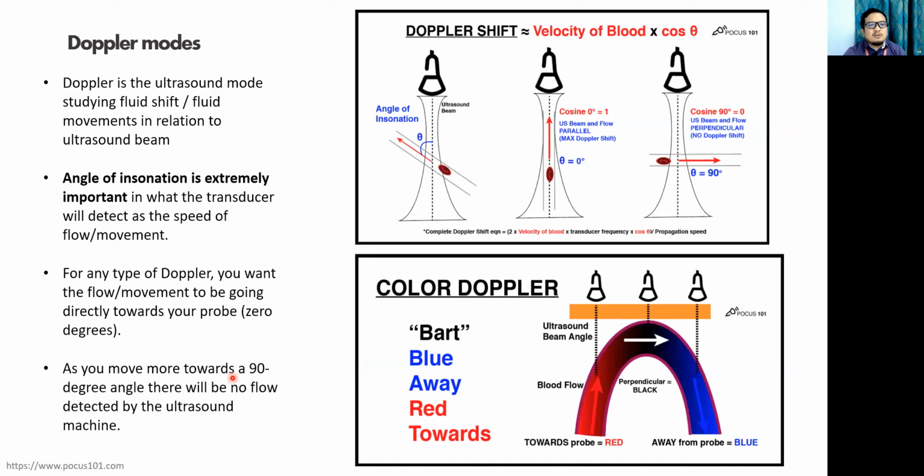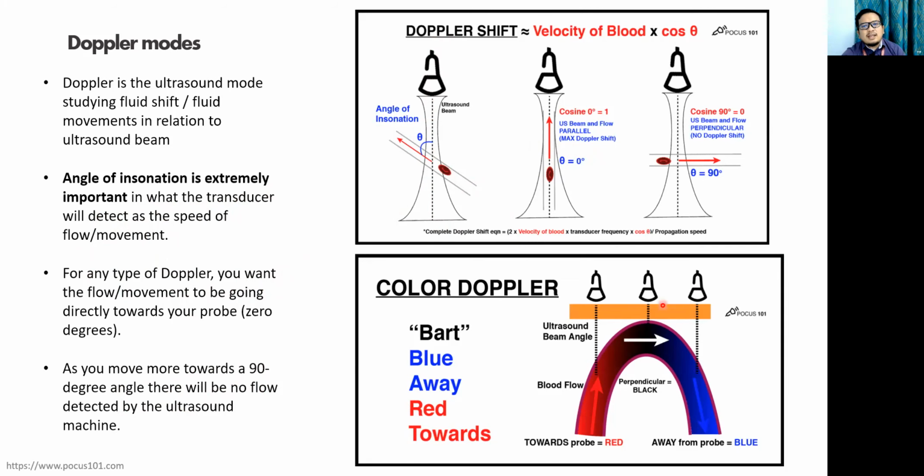Next one is Doppler mode. Doppler is the ultrasound mode studying fluid shift and fluid movement in relation to the ultrasound beam. So when you beam the ultrasound in the vessel, there is also a movement of fluid. When there is an angle of insonation, it will study the fluid shift with regard to the ultrasound beam. So the angle of insonation is extremely important in what the transducer will detect as a speed of flow or movement. For any type of Doppler, you want the flow movement to be going directly towards your probe or against your probe. As you move towards a 90-degree angle, there will be no flow detected by the ultrasound machine.